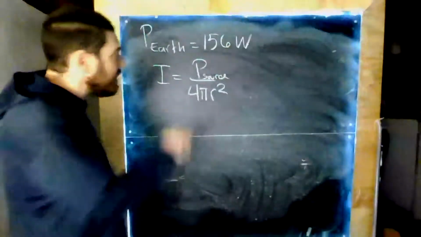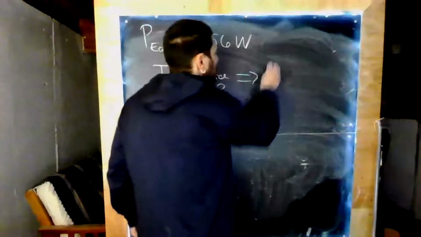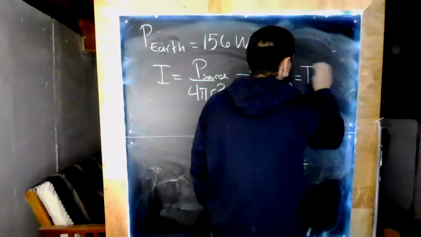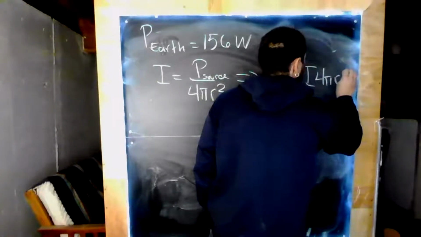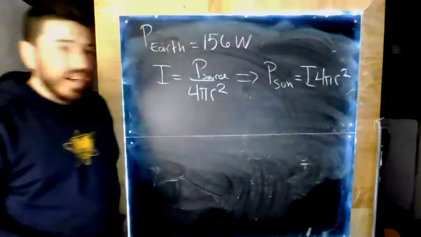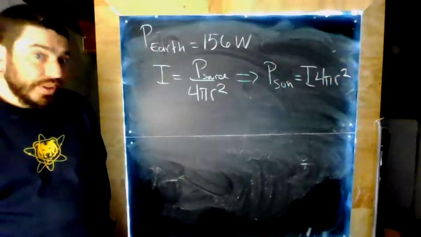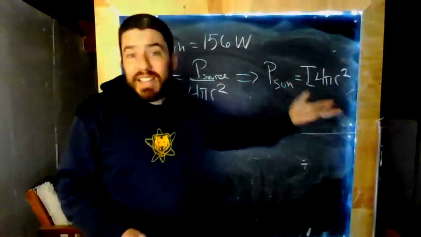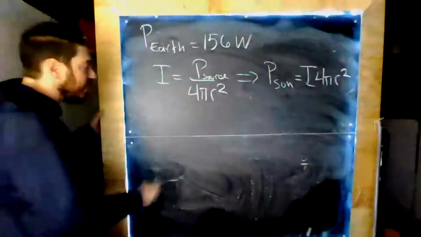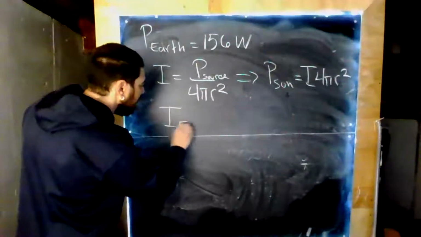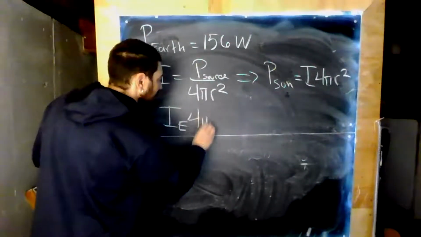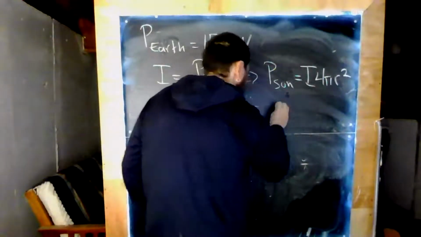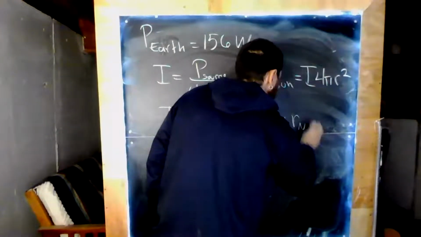And so what I'm going to do is solve this equation for the power of the source, which in this case is the sun. So power of the sun is I times 4 pi r squared. Now, this equation works whether I'm at Neptune or at Earth. And since they're both getting their power from the sun, I could set those two things equal to each other. So I'm going to write I Earth times 4 pi r Earth squared equals I Neptune times 4 pi r Neptune squared.